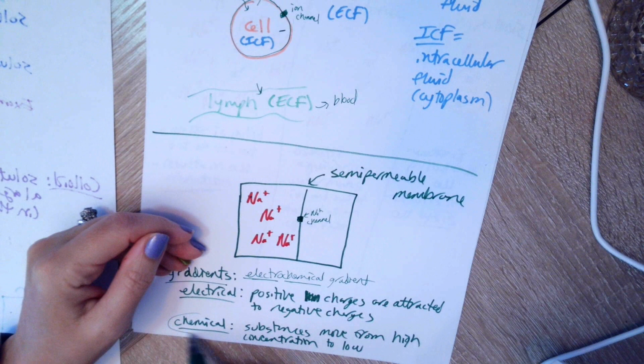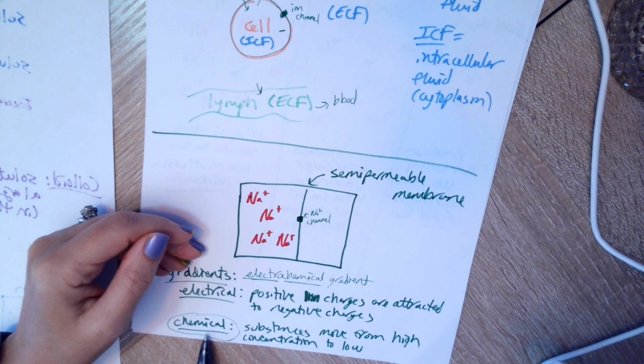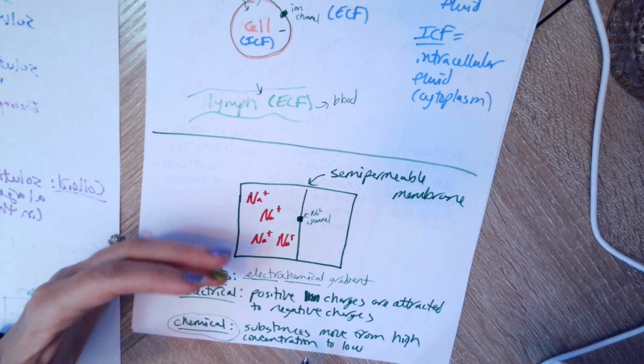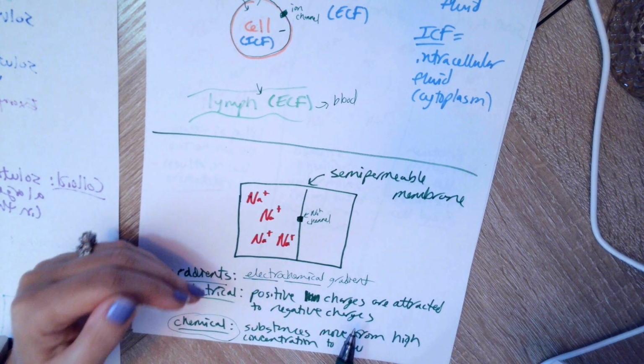What we're really going to be focusing on right now is the chemical gradient. And that's where substances move from a high concentration to a low concentration. And that's what you're going to be seeing in lab, things moving from where there's a lot of them to where there's not so many of them.